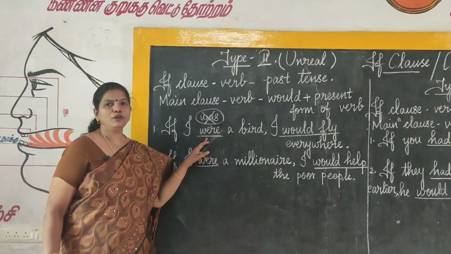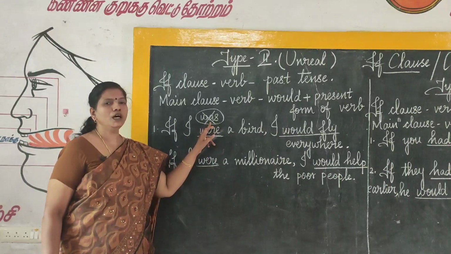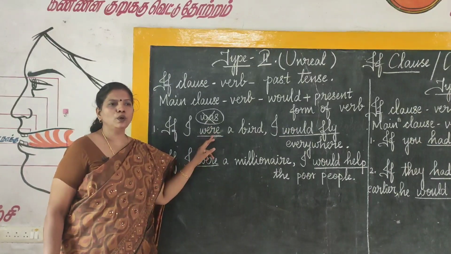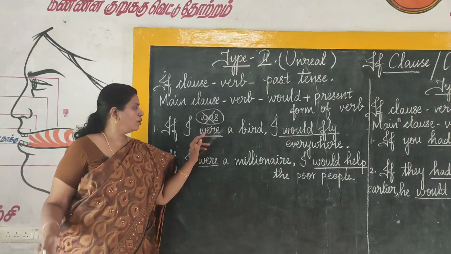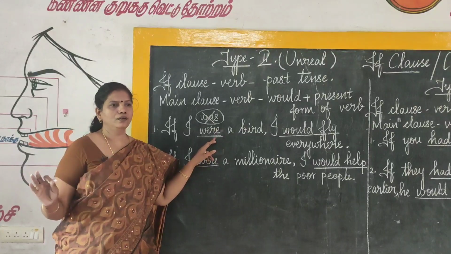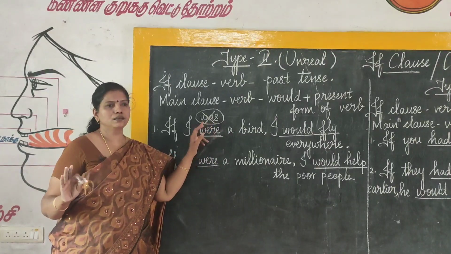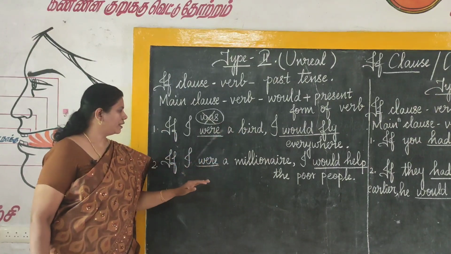And one more thing you have to note here is, though I is singular, you should not use the verb was. You have to use only were, because this is an imaginary condition. For any pronoun, you have to use the verb were. You should not use was. Okay, you have to keep this in mind. If I were a bird, I would fly everywhere.